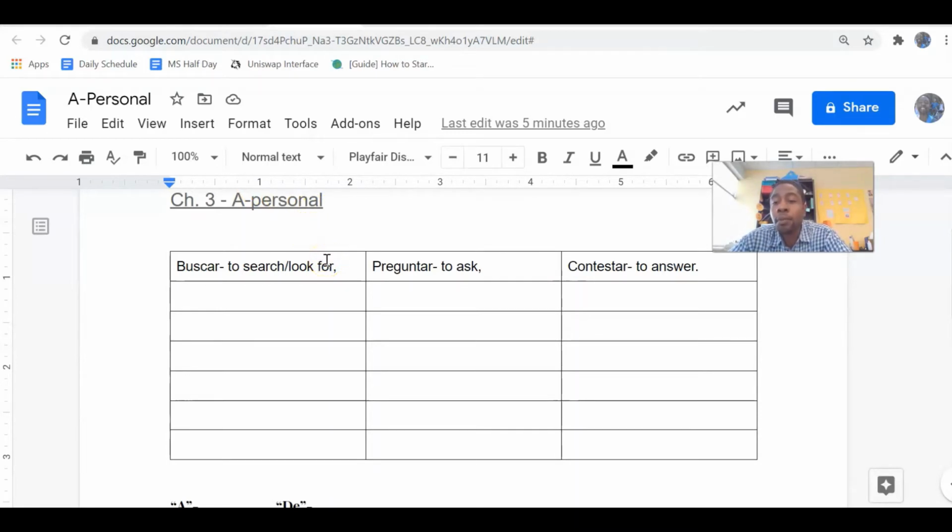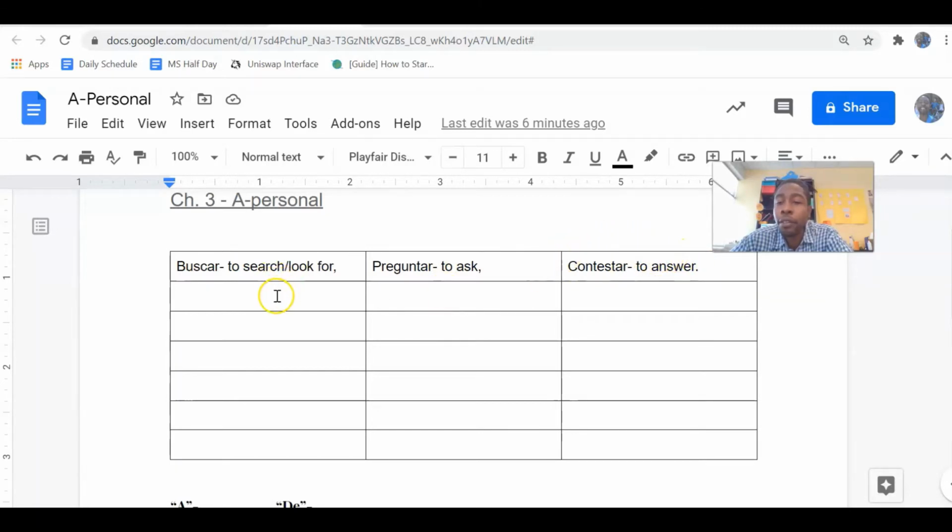So the last time we worked with hablar, escuchar, and mirar: to talk, to listen, and to look. And in order to explain this, we're going to use the word buscar. It's very useful. It's to search or to look for. We're going to use preguntar. We may know this from our word pregunta. This one's to ask. And we're going to also try contestar, to answer.